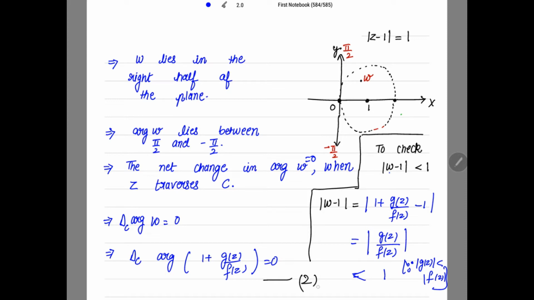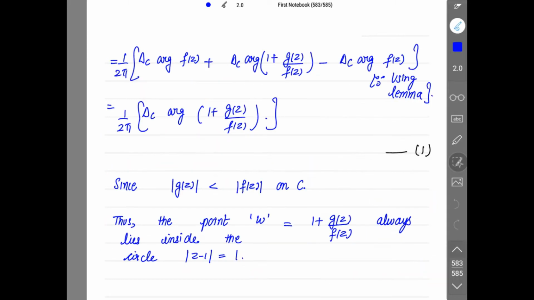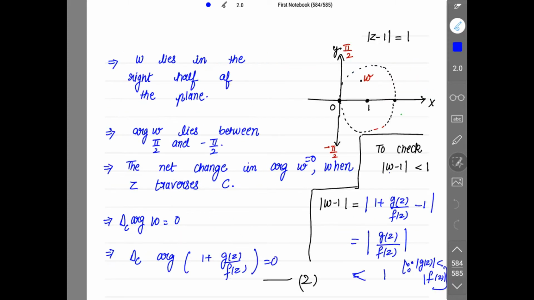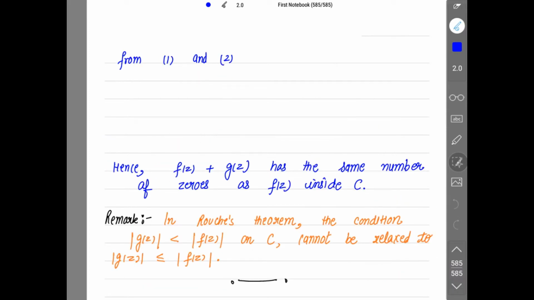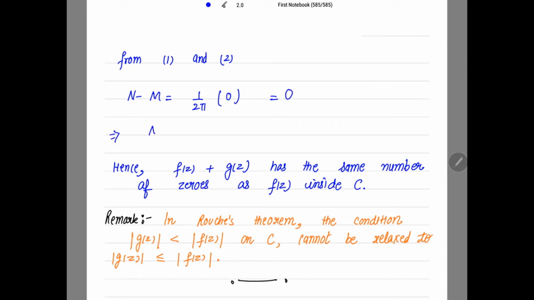So mark this as your 2. We have marked this as 1. So if I put the value of 2 in 1, I will get this whole thing to be equal to 0. So from 1 and 2, I get n minus m is equal to 1 over 2 pi times 0, which is equal to 0, which implies n is equal to m.